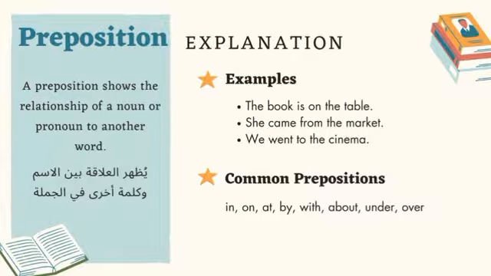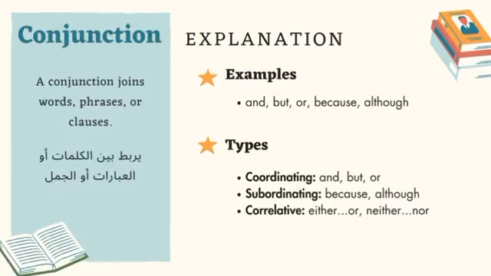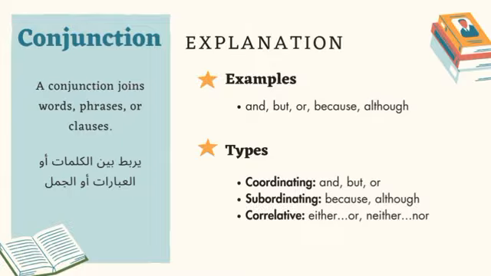In common prepositions, we include the words in, on, at, by, under, over, etc. A conjunction connects words or groups of words. For example, we use the words like and, but, or, because, and sometimes we use although or other words, etc.